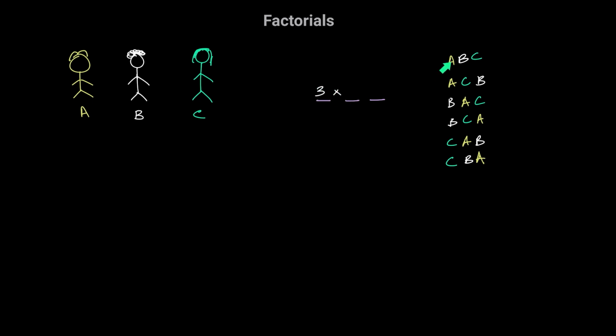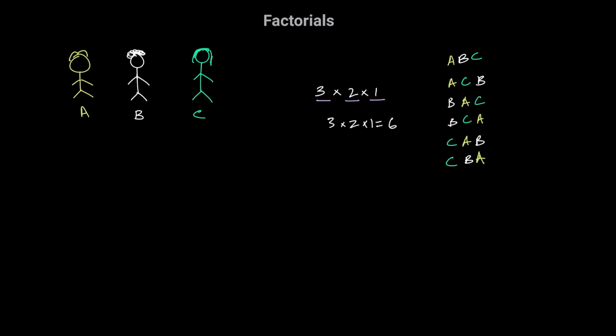So if I've chosen A, for example, I have only B or C left for the second position. If I've chosen person B, I have A or C. If I've chosen person C, I have A or B. So I have 2 different options for the middle position. And now I'm only left with 1 option for the final position. So the total number of ways in which these 3 people can be arranged is simply 3 times 2 times 1, which is equal to 6.